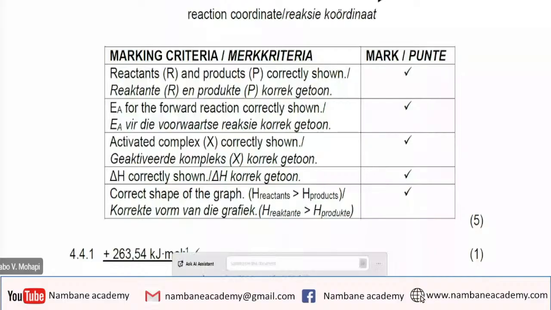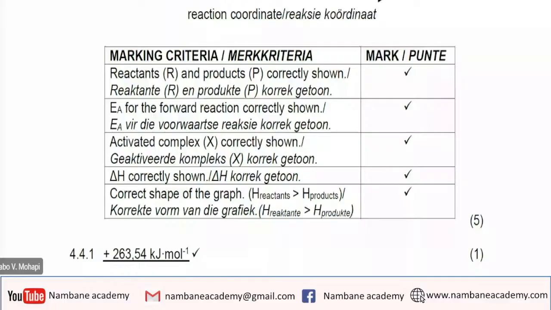I don't know the data keys, but I think they can also get a mark for activation energy. Because again, we want them to indicate the energy from the reactants to the activated complex. So meaning even if it's large, you can give the mark, as long as it moves from the reactants to the activated complex. So the learner will just forfeit the mark for the shape. Okay, so it's going to be 4 out of 5.